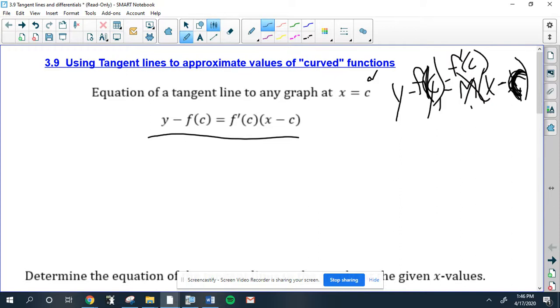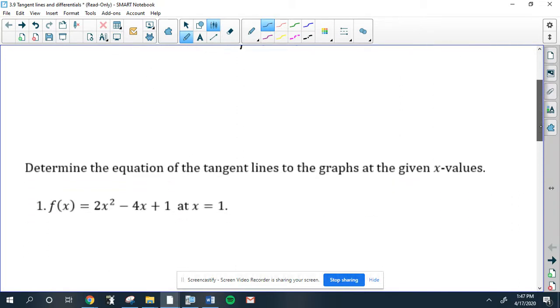So really what it comes down to on all these problems is if you can calculate f of c and you can calculate f prime of c, you're done. You can leave your answers in point slope form just like that. So here's a quick example, and I'm going to also remind you how to check on your calculator.